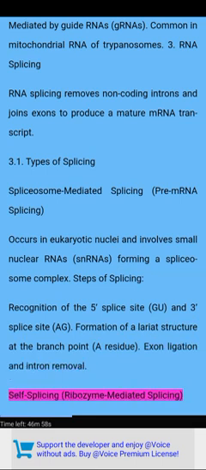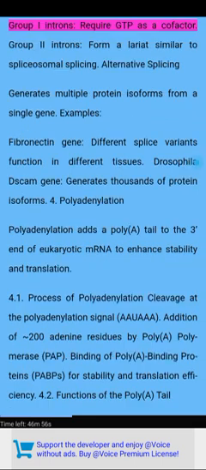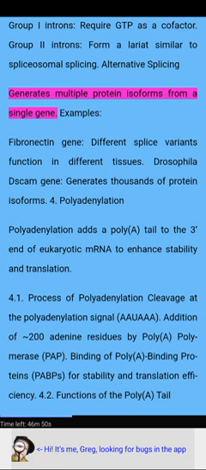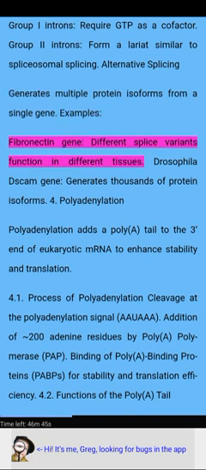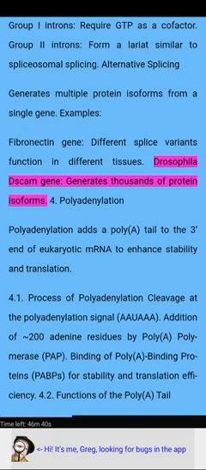Self-splicing, or ribozyme-mediated splicing: Group 1 introns require GTP as a cofactor. Group 2 introns form a lariat similar to spliceosomal splicing. Alternative splicing generates multiple protein isoforms from a single gene. Examples: the fibronectin gene, where different splice variants function in different tissues; and the Drosophila Dscam gene, which generates thousands of protein isoforms.